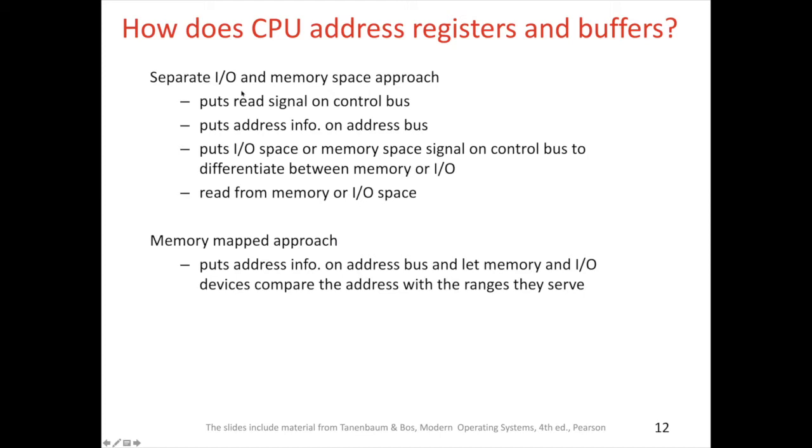If the separate I/O and memory space approach is used, then the CPU puts a read signal on the control bus, puts address information on the address bus, and puts an I/O space or memory space signal on the control bus to differentiate between memory and I/O. Then it reads from memory or I/O space. However, if the memory mapped approach is used, then the CPU puts address information on the address bus and lets memory and I/O devices compare the addresses with the ranges they serve.